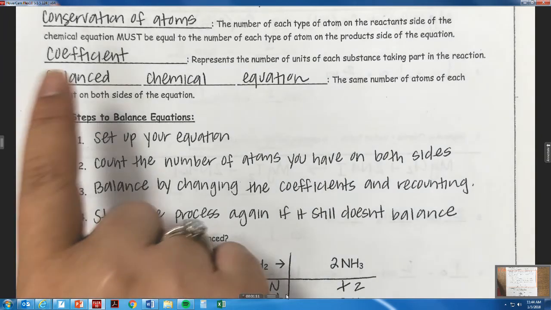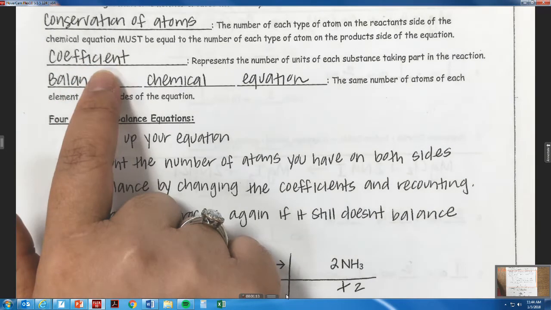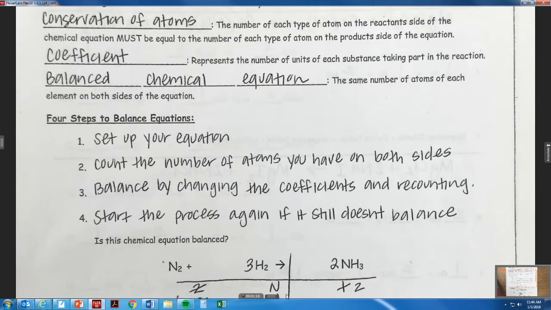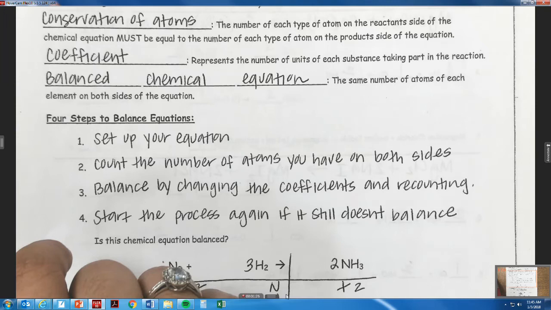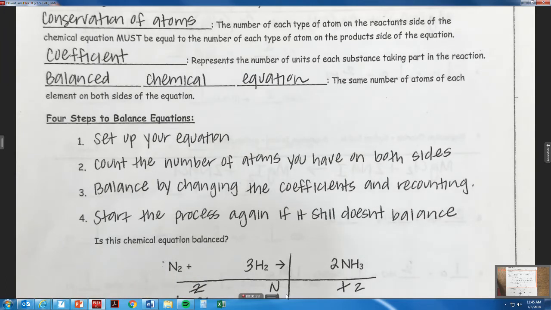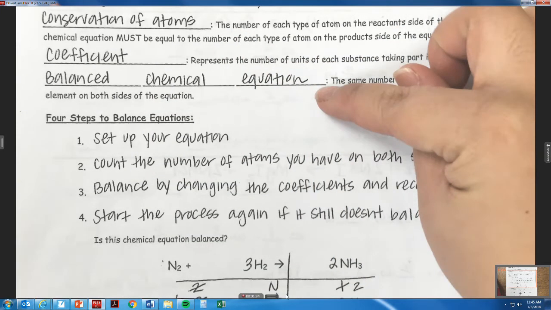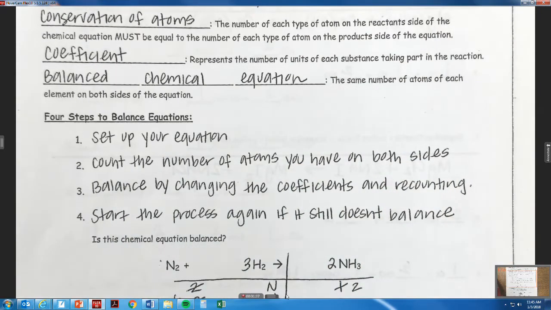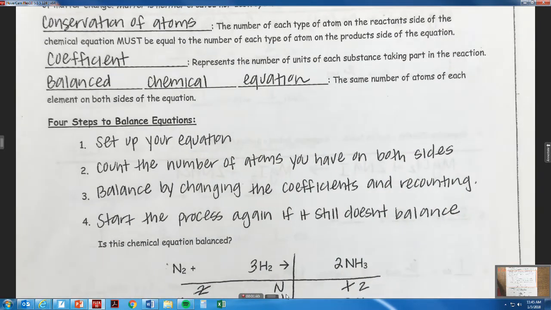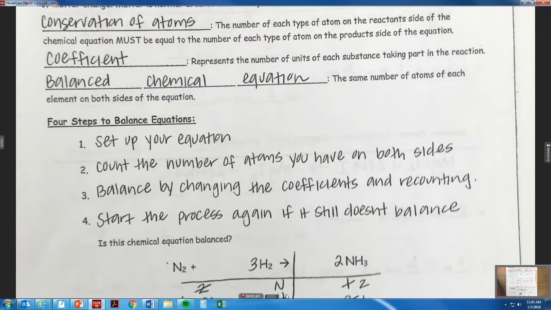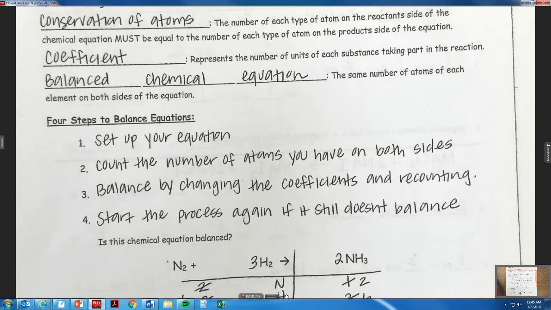Coefficient, you should know what a coefficient is by now. It represents the number of units of each substance taking part in the reaction. It's the big number in front of our equations. And then lastly we have balanced chemical equation. That's the same number of atoms of each element on both sides of the equation. So balanced chemical equation and conservation of atoms are kind of the same thing. You have to have the same number of atoms on each side. Like I was saying earlier, if you have 2 hydrogen atoms on your reactant side, you should also have 2 hydrogen atoms on your product side.